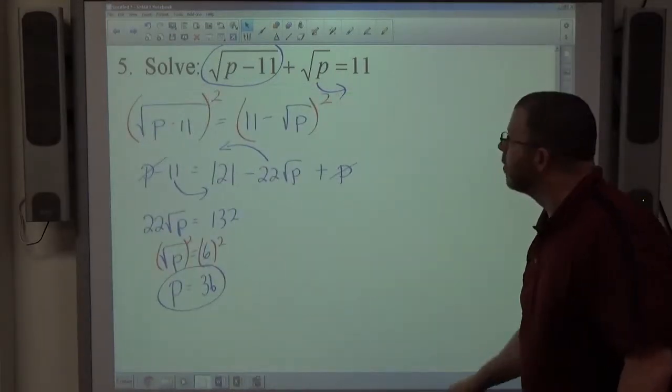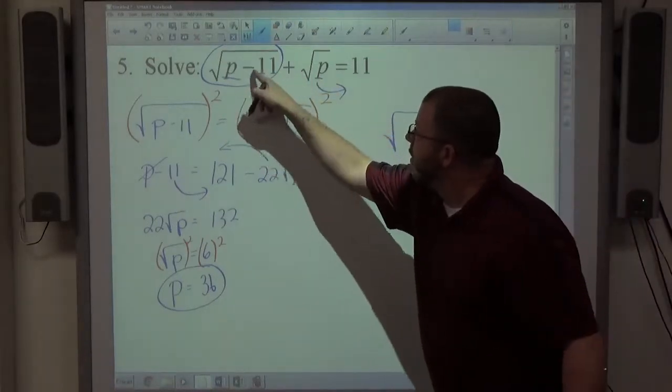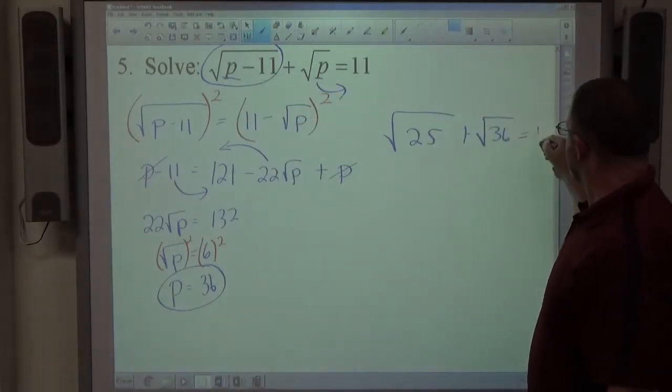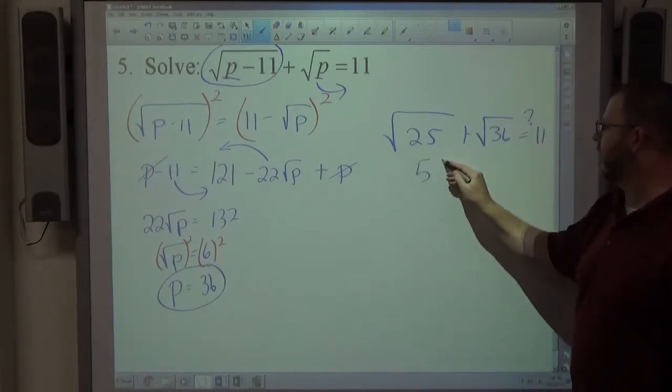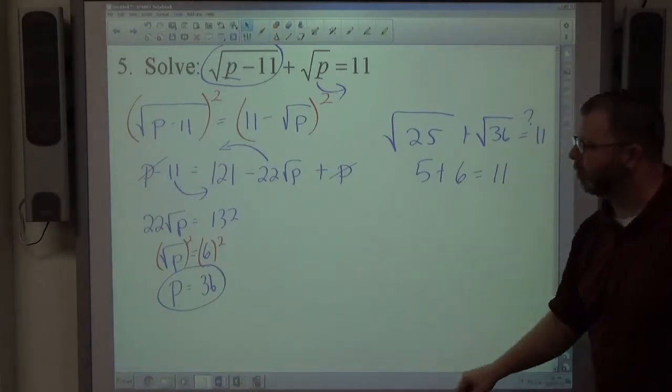Go back to the original problem. Each p gets changed to a 36. 36 minus 11 is 25. Square root of 25 is 5. Square root of 36 is 6. 5 and 6 makes 11 is a true statement, so that would be the right answer.